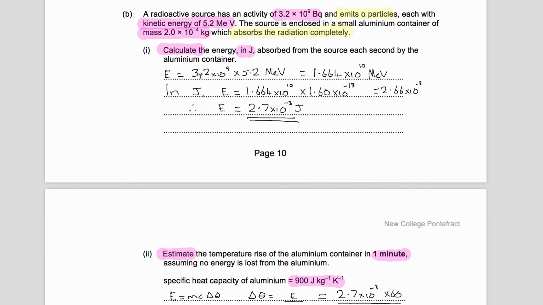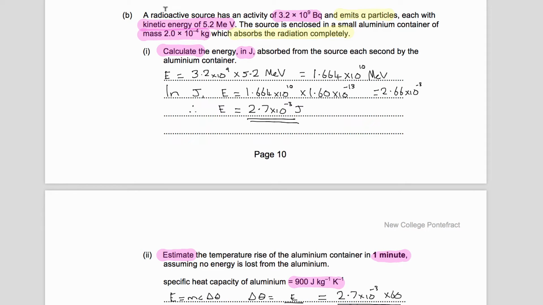In part B, we're then asked to do some calculations. So we're told that a radioactive source has an activity of 3.2 times 10 to the 9 becquerel. It emits alpha particles, and they've all got the same kinetic energy of 5.2 MeV. This source is enclosed in a small aluminium container, and the aluminium container has a mass of 2 times 10 to the minus 4 kilograms, and it completely absorbs the radiation that the radioactive source gives out.